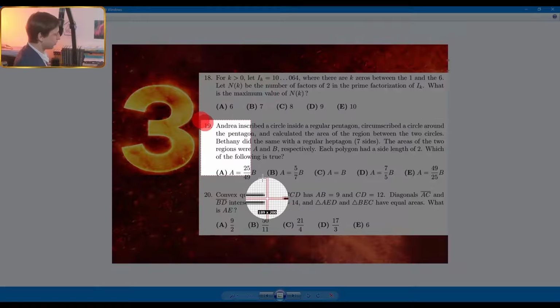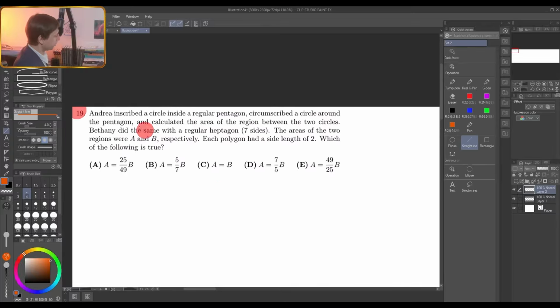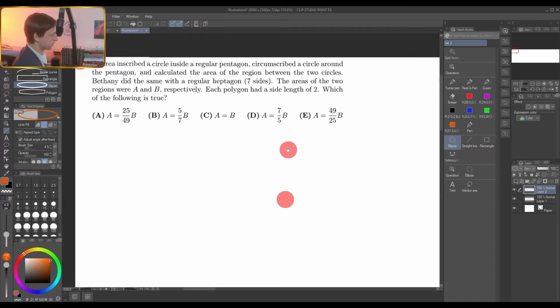Okay, let's solve problem for champions number 2. It will be a geometry. So, Andrea inscribed a circle inside a regular pentagon and circumscribed the circle around the pentagon and calculated the area of the region between two circles. Okay, let's stop here. Let's just understand what's happening in this problem.